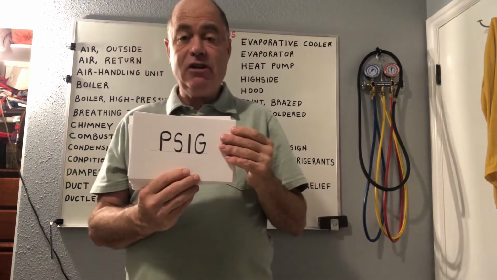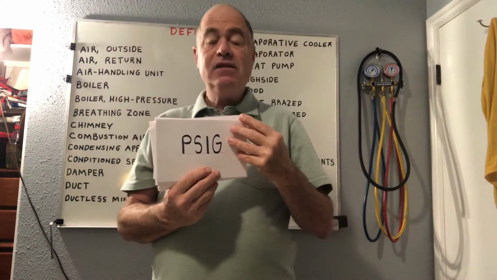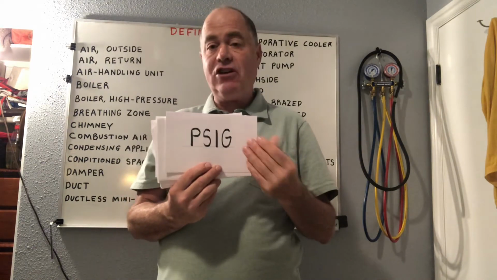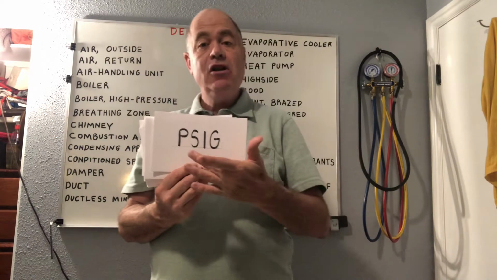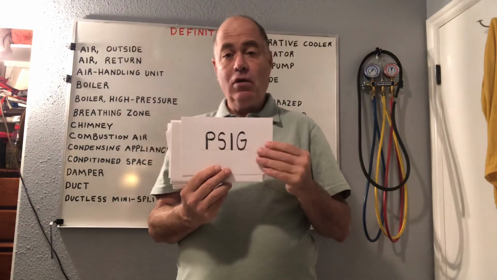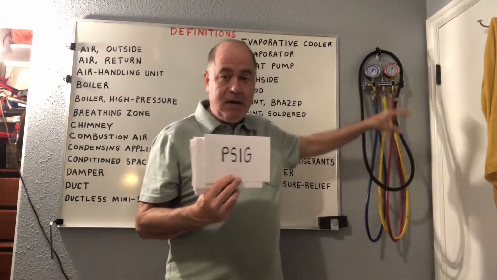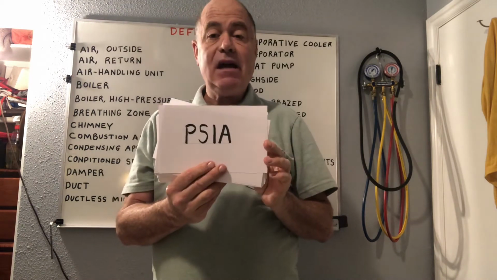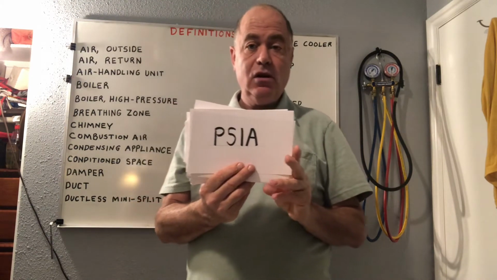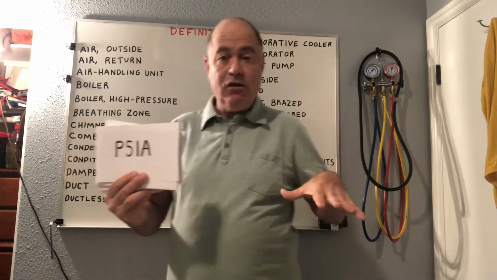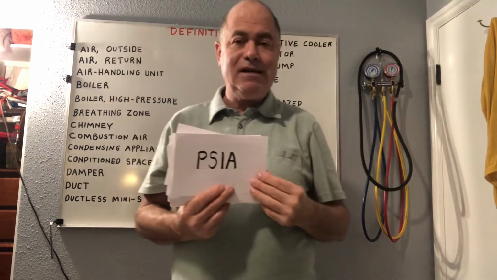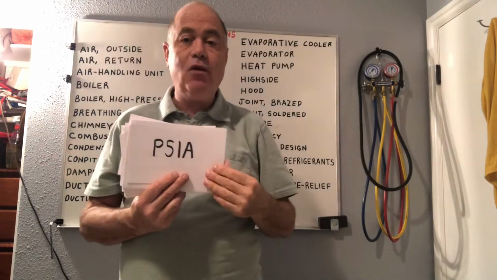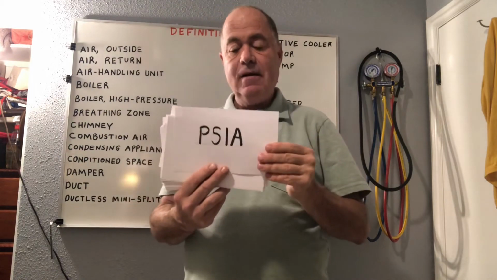PSIG, pounds per square inch gauge. This is how we standard measure pressure. Actually, when you measure tire pressure at the gas station, you're measuring it in PSIG, and this is normally how we measure it with the gauge manifold. Refrigerant pressures. PSIA, pounds per square inch absolute. Instead of just calling around us zero, real zero is outer space, so we measure it compared to that, or it would be about PSIG plus 14.696. PSIA, pounds per square inch absolute.